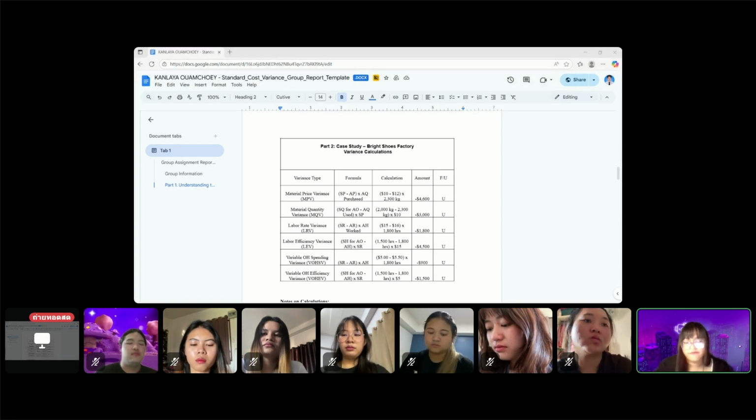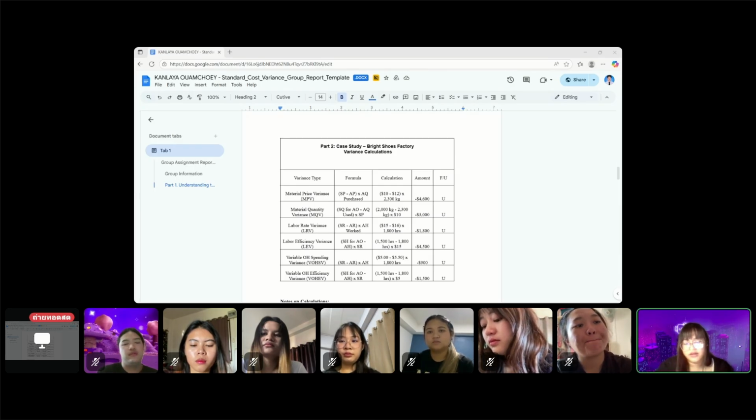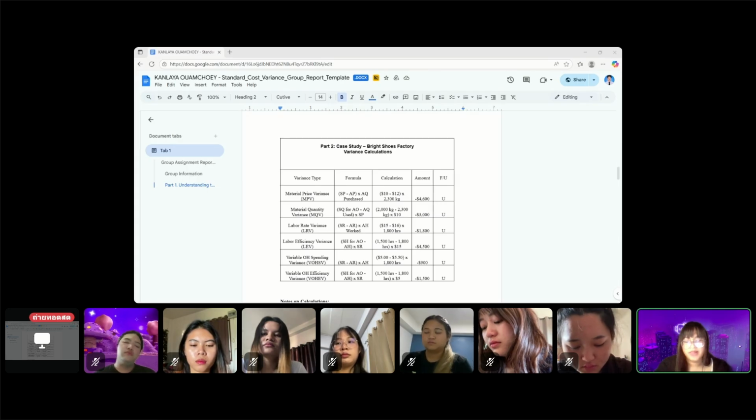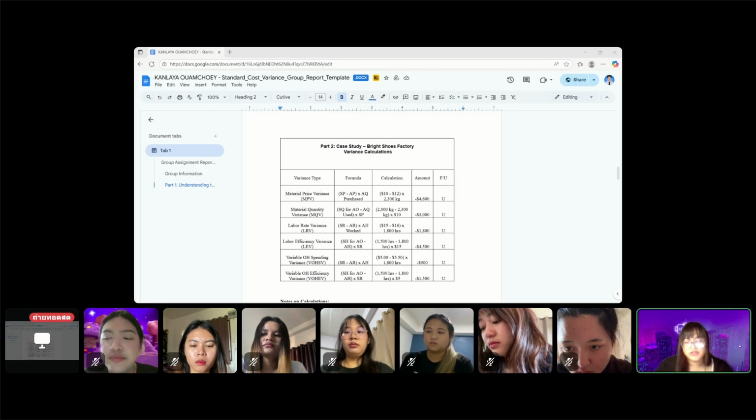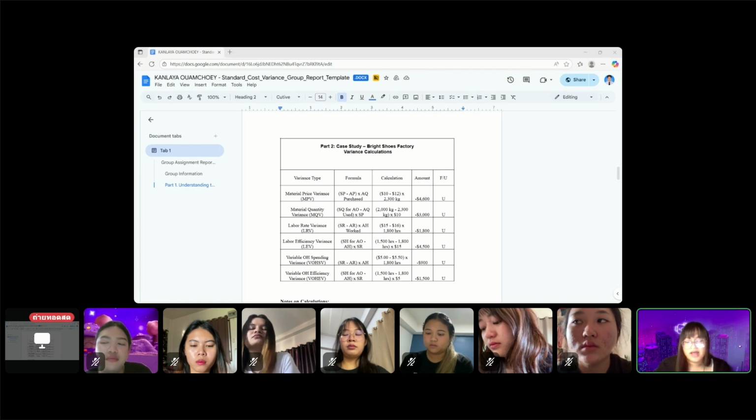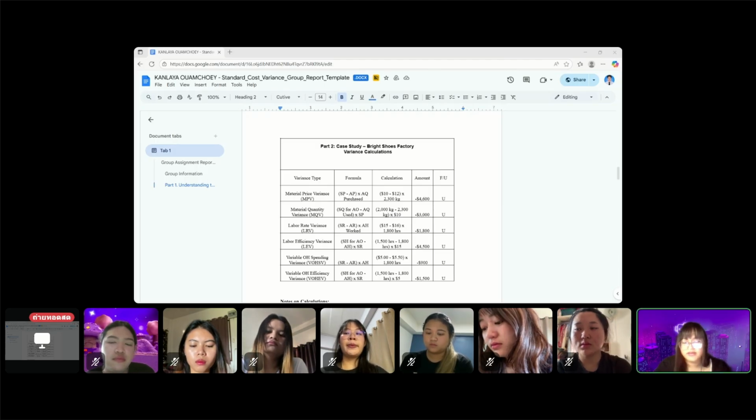The standard rate was $5 per hour, but the actual rate was $5.50. The calculation is $5 minus $5.50, then we multiply by 1,800 hours. The total is minus $900. This is a $900 unfavorable variance, things like indirect supplies or utility costs more per hour than we budgeted for.